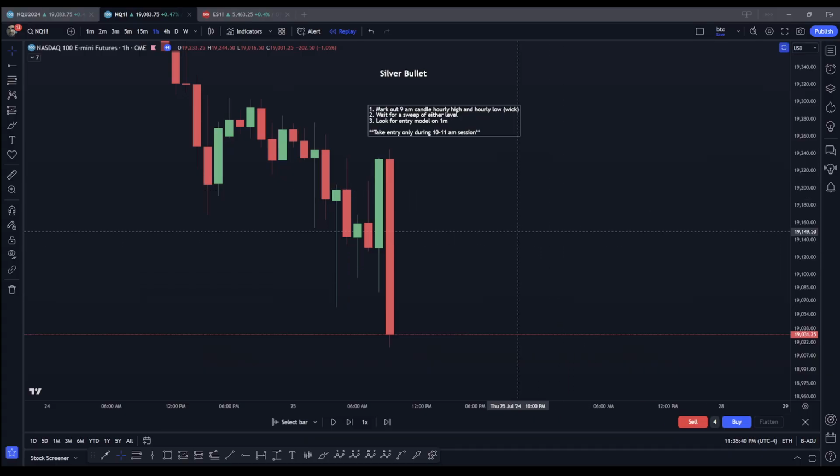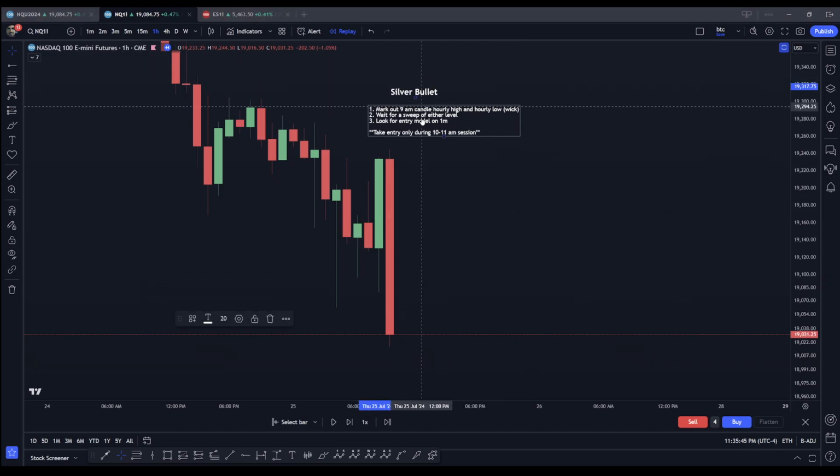What's up, y'all? In today's video, we're going to talk about the ICT Silver Bullet. This can also be used or coincide with candle range theory, or CRT. So for the Silver Bullet, I put the guidelines up here, and basically you're only going to trade during the 10 a.m. to 11 a.m.